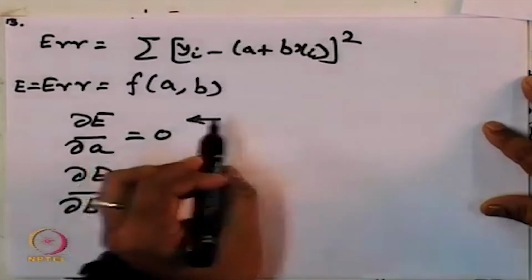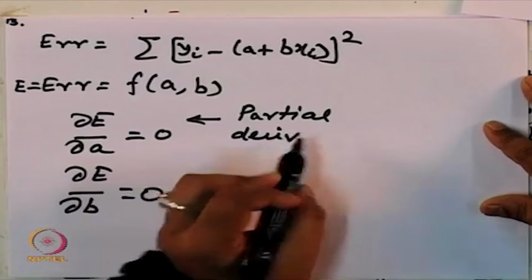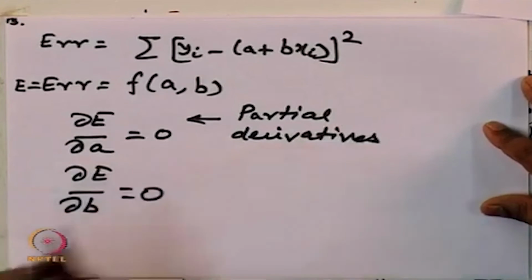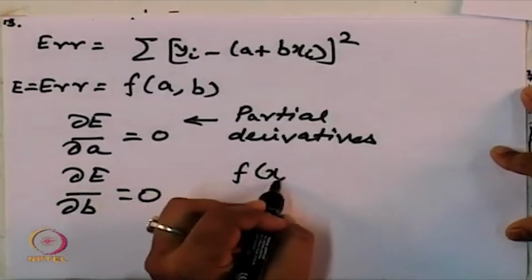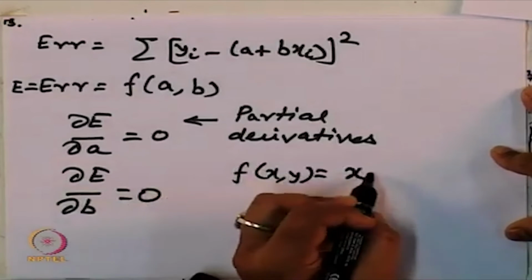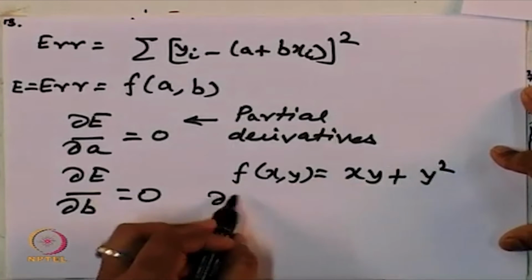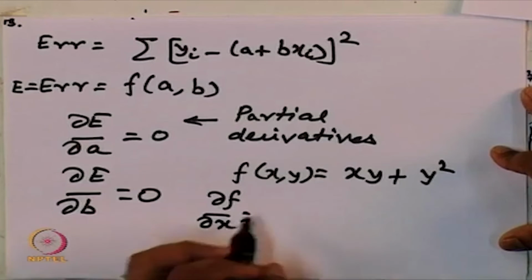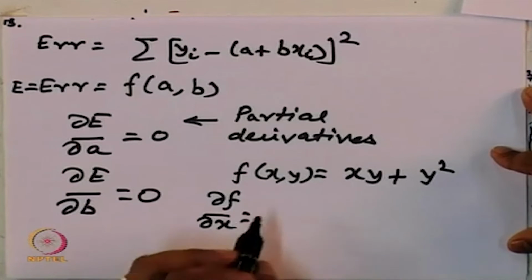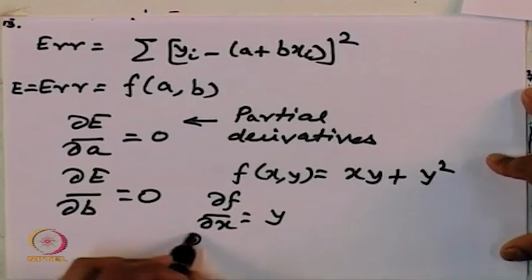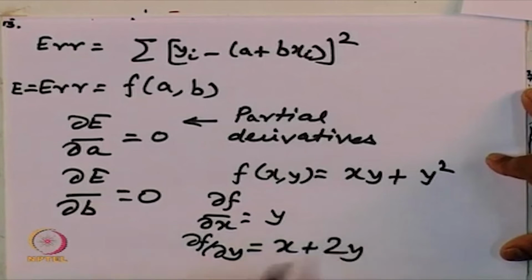Okay. So, these are called partial derivatives. So, let us say for example, if f of x y is equal to x y, let us say plus y square. So, del f del x is the derivative with respect to x assuming y is constant. So, my del f del x will return me a value of y. My del f del y will return me a value of x plus 2y.